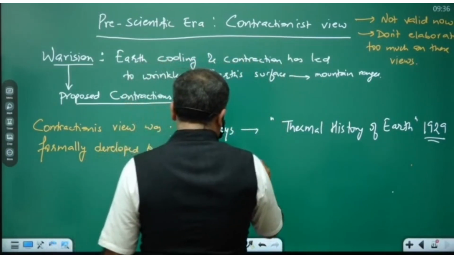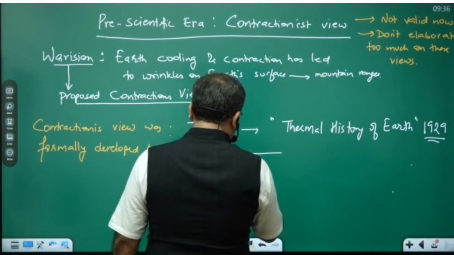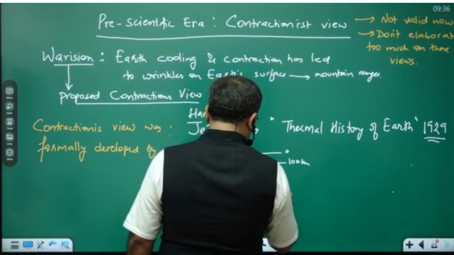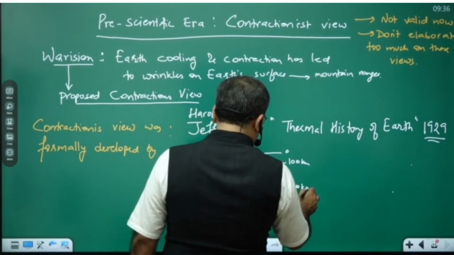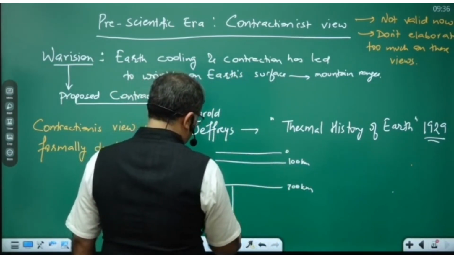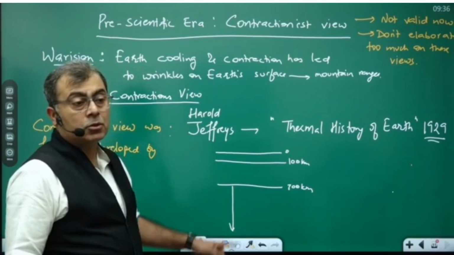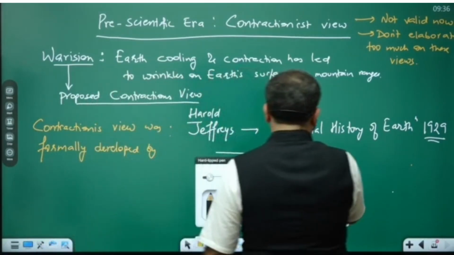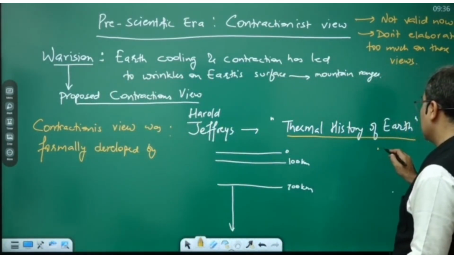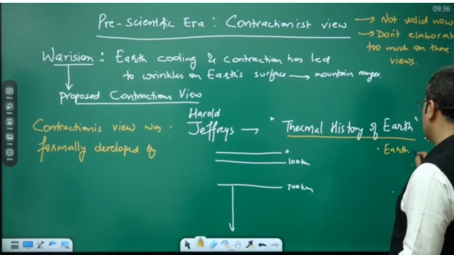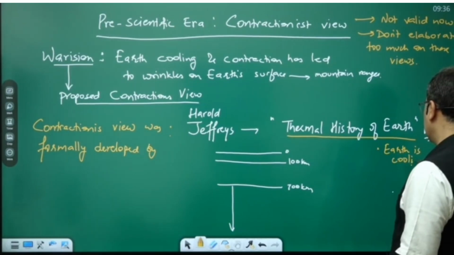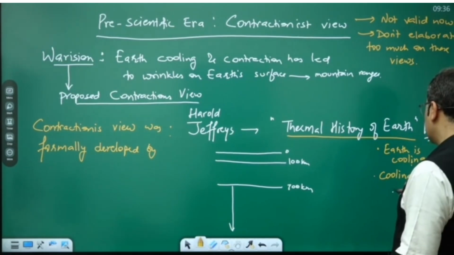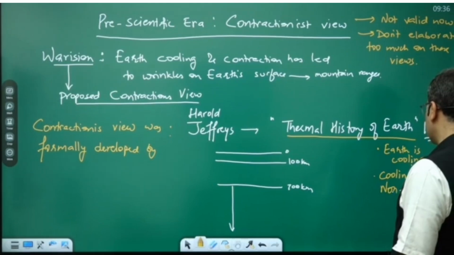So what he says is that the Earth has 0 to 100 kilometers, 100 to 700 kilometers, and below this to the center. So here he's saying Earth is cooling. First is Earth is cooling. Cooling is non-homogeneous.